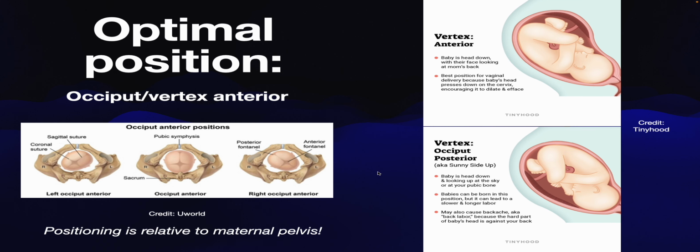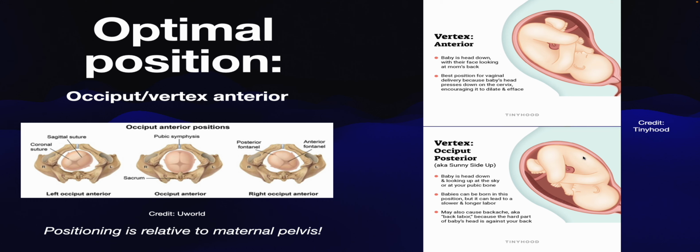Okay, so optimal positioning. So occiput anterior, this is sort of the gold standard, also known as vertex anterior. You can see occiput here, pubic symphysis, so we know this is anterior, this is posterior. And you can also have right occiput anterior, left occiput anterior, as you mentioned on the previous slide. And then, again, this is all relative to the maternal pelvis. So because the occiput is facing the left side of the pelvis, this would be left occiput anterior. So just make sure that you're mindful that it's always relative to the maternal pelvis.